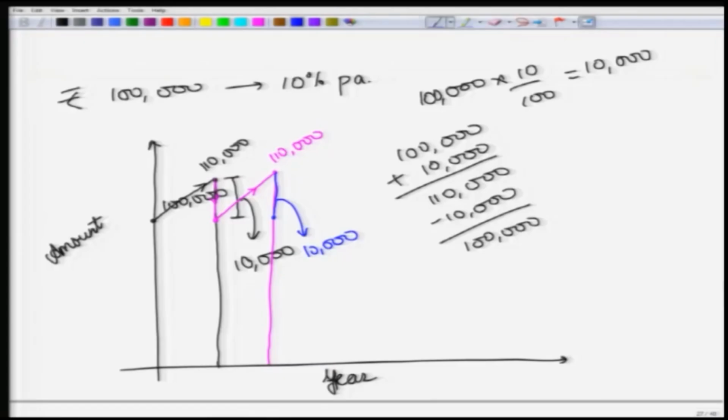So, at the beginning of every year the situation will be the same as what it was at the beginning of the previous year. At the end of every year the situation will be the same as it was at the end of the previous year. So, this is a sustained yield. Now, what will happen if, suppose, in place of extracting 10,000 rupees you extracted more? If so, let us look at the second scenario.